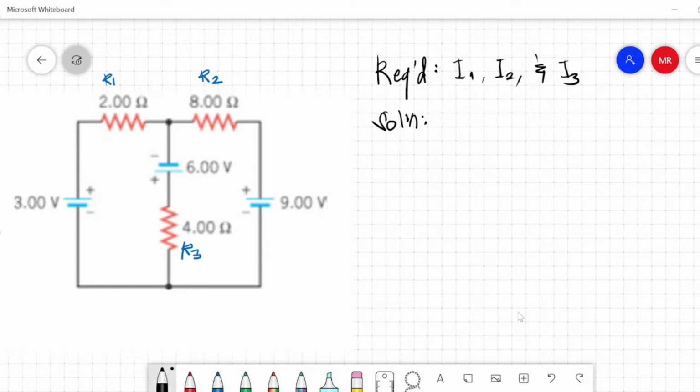So first we have to label the resistors, of which end is the positive terminal and the negative terminal. The voltage sources have already been labeled, of which is the positive terminal and the negative terminal. So let's just assume the direction of the current. For example, for resistor 1, let's say that the direction of the current is going in this direction. For resistor 2, let's say current is going in this direction. And for resistor 3, let's say that the current is going downward. So this is your I1, I2, and I3.